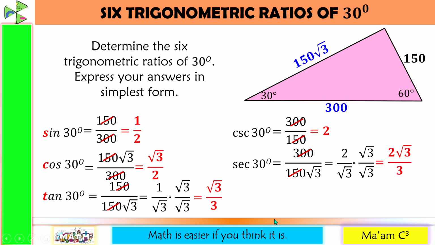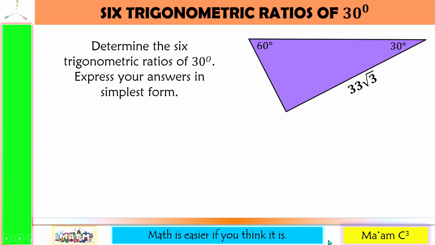And the last one, we have cotangent 30 degrees. Reciprocal of tangent 30 degrees. Let us invert this. 150 square root of 3 over 150. 150 here will cancel out. So we have square root of 3 over 1, or simply square root of 3.